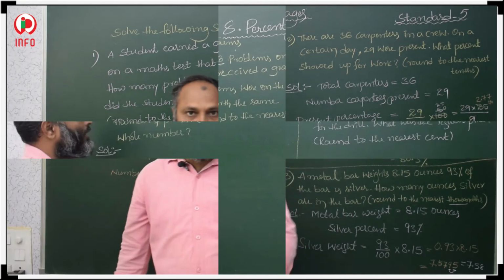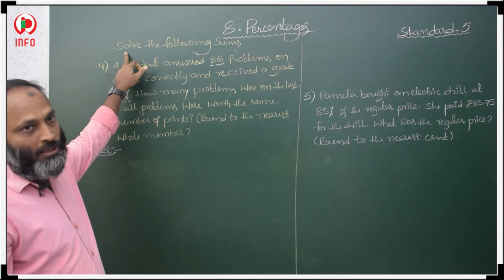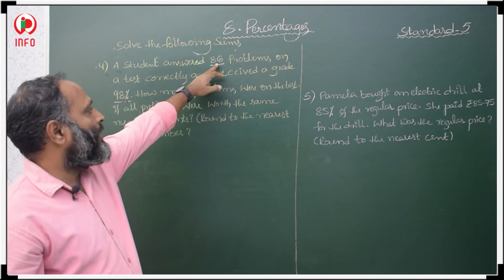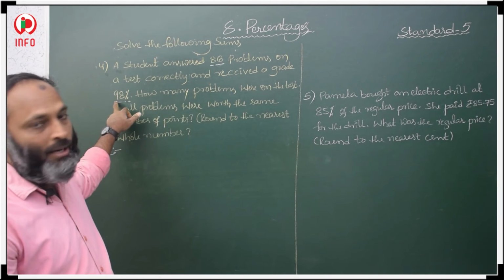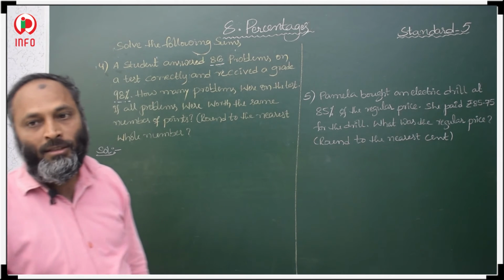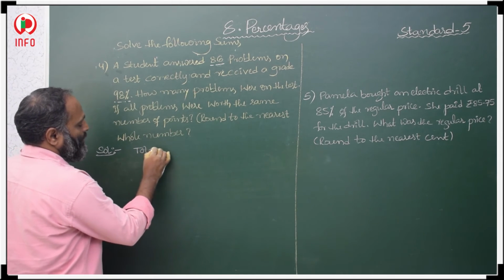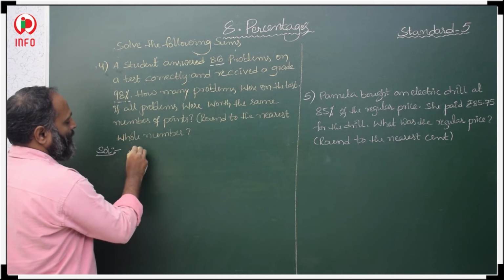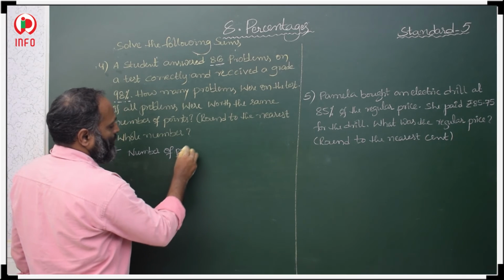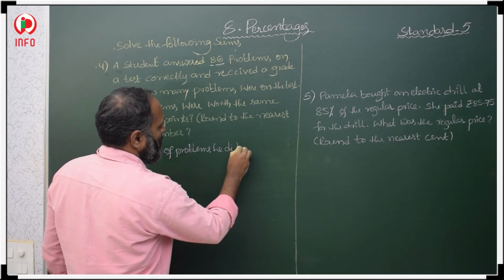Okay. Now here, see, a word problem. Solve the following sums. Here the first question: a student answered 86 problems, and he got 98%. Then how many problems were there in the test, he is asking. Here first, the number of problems he did correct.